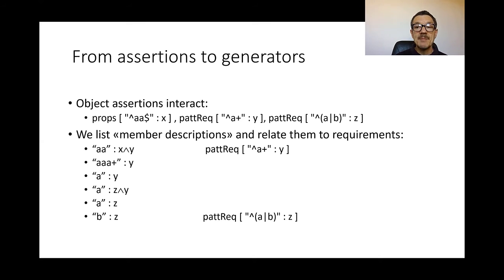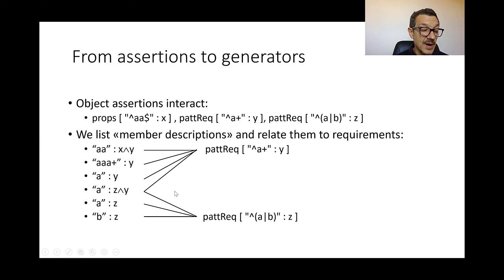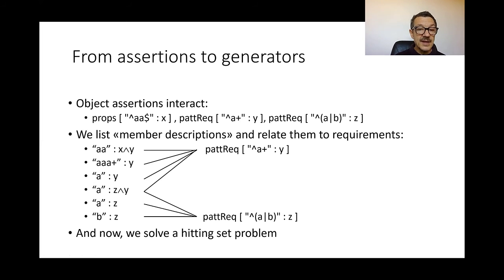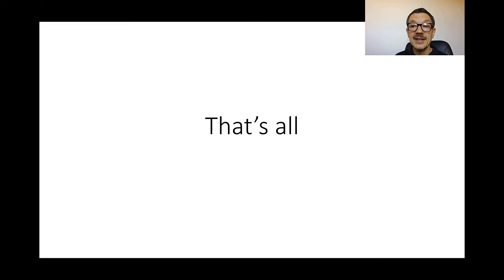And we build a bipartite graph that relates the member descriptions to the requirements that they will satisfy. So, for example, this description AA will satisfy the first requirement, but not the second one, while this member description A, whose type is both Z and Y, would satisfy both requirements. And at this point, we are done. In order to generate all possible witnesses, we must just enumerate all possible solutions to a hitting set over this bipartite graph. And that's the basic idea behind our algorithm.